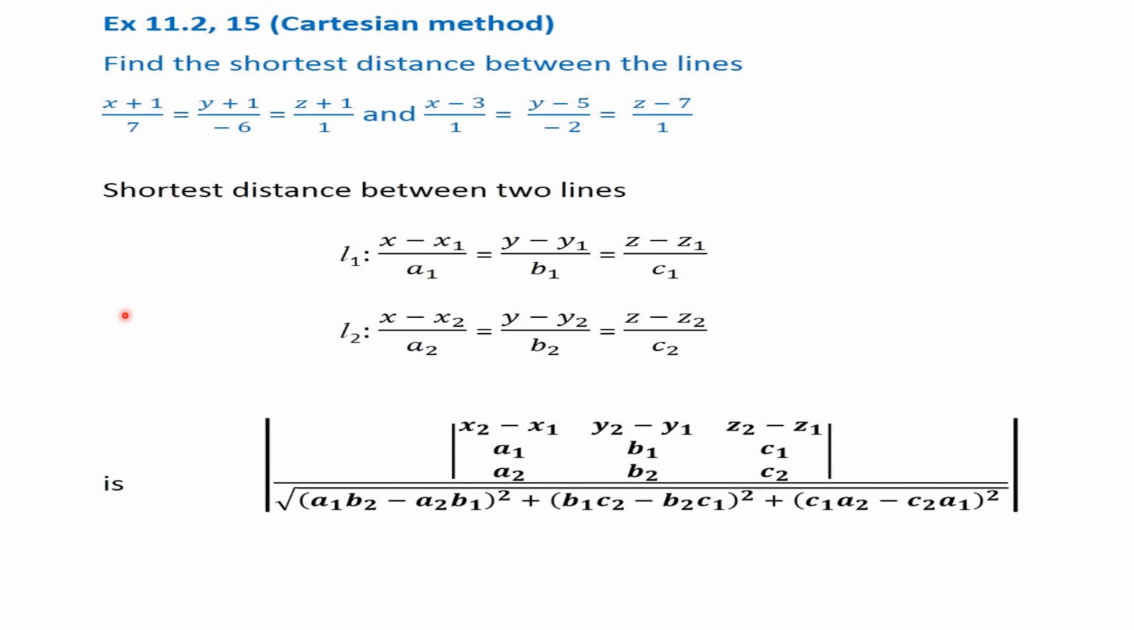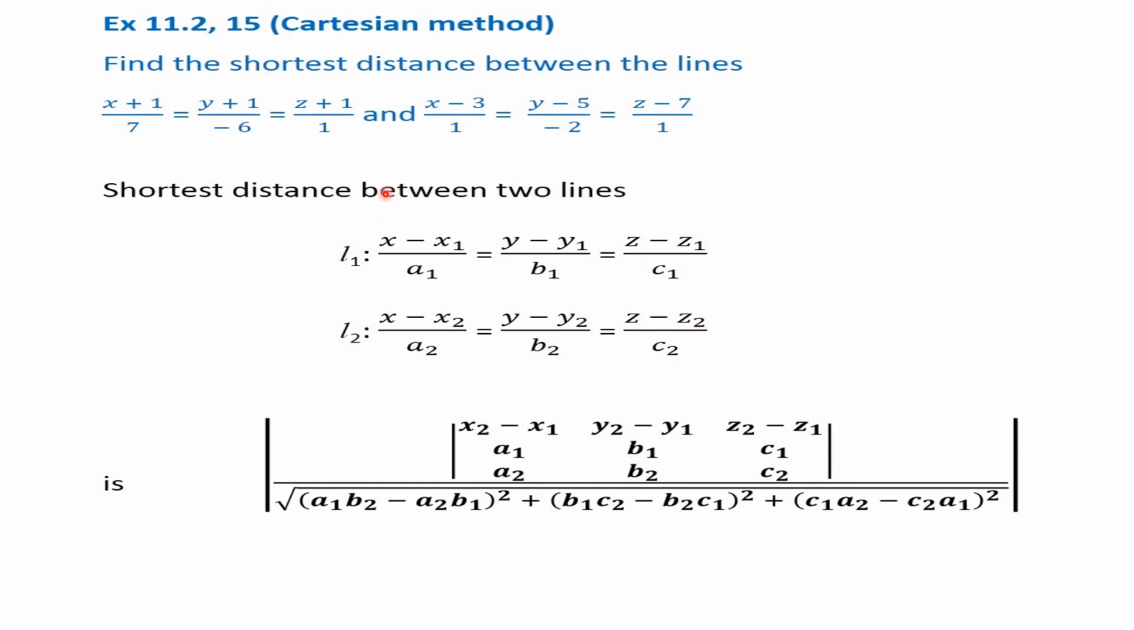Now let us check how to apply the Cartesian method to find the shortest distance between the lines. You are very familiar with the form of equations like (x minus x1) upon a1 equal to (y minus y1) upon b1 equal to (z minus z1) upon c1, and (x minus x2) upon a2 equal to (y minus y2) upon b2 and (z minus z2) upon c2. Right?